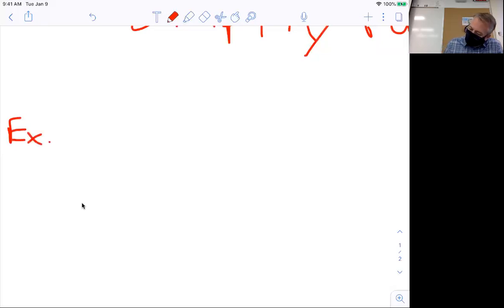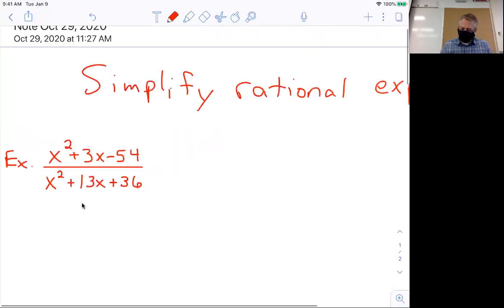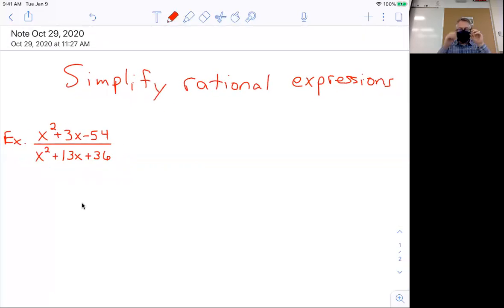Let's say we have x squared plus 3x minus 54 over x squared plus 13x plus 36. So that's a ratio, it's a fraction, and it's an expression because there's no equal sign. So what we're basically going to do is factor the top and bottom and cancel.